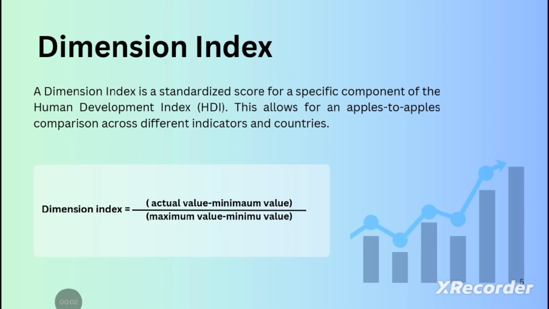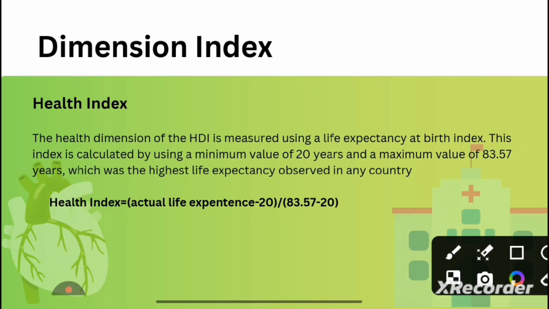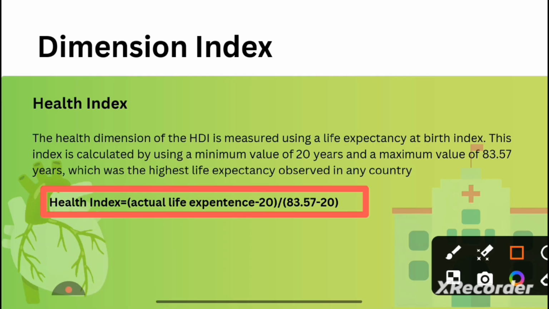Now let's move on to one of the main components. First is the Health Development Index. The Health Development Index uses life expectancy at birth as the actual value. The minimum value for it is 20 years and the maximum is 83, which was the highest life expectancy observed in any country. Here we can see the health index equation.